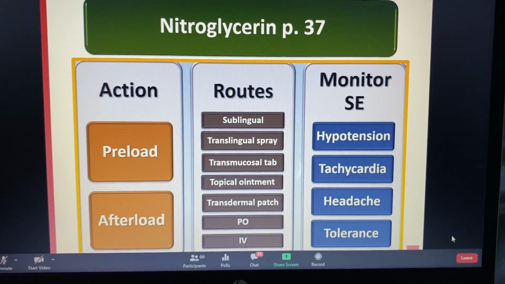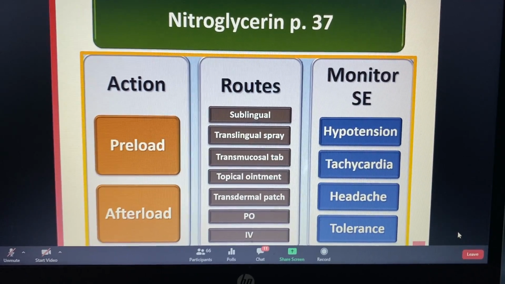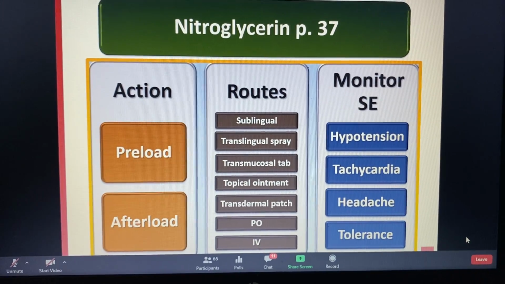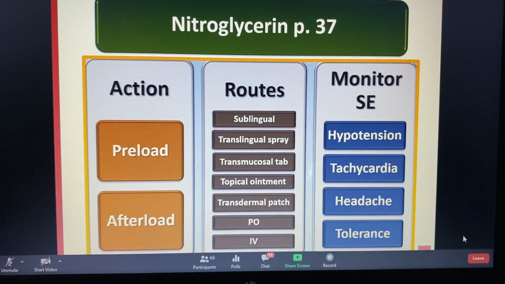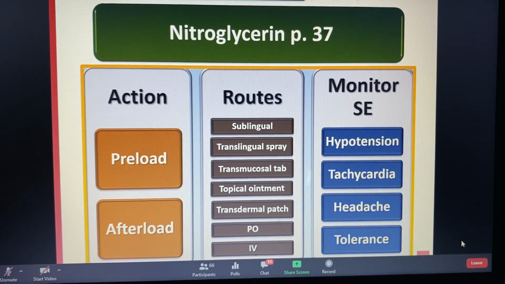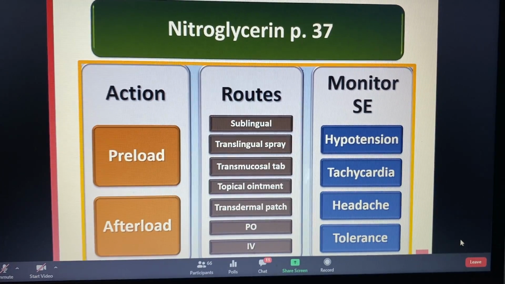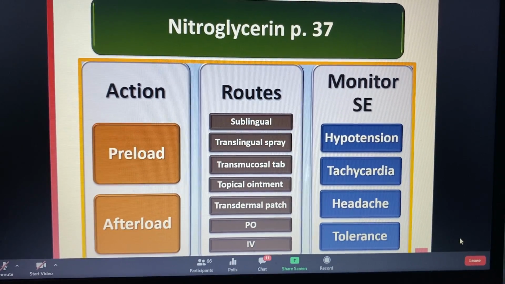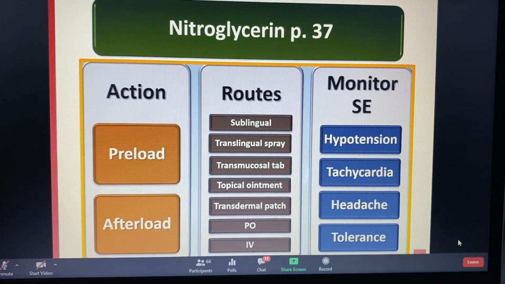We're going to monitor for signs and symptoms of hypotension and tachycardia because it's a vasodilator. So it's a very potent vasodilator, which is why we use it when patients are having chest pain related to MI, right? Chest pain indicates lack of oxygenated blood to the tissue. So if we give nitroglycerin, it vasodilates the cardiac vessels, allowing oxygen-rich blood to get to the heart tissue, decreasing then chest pain.